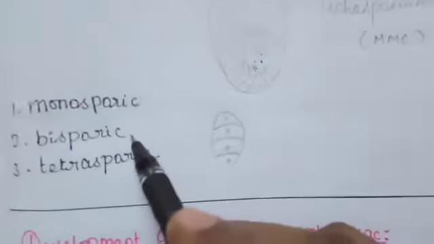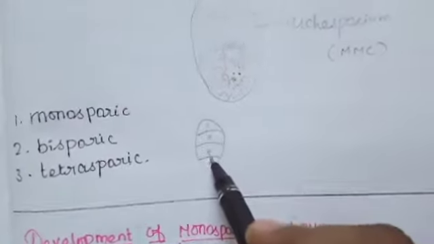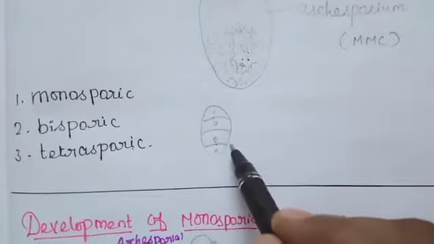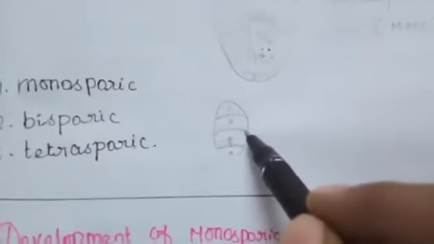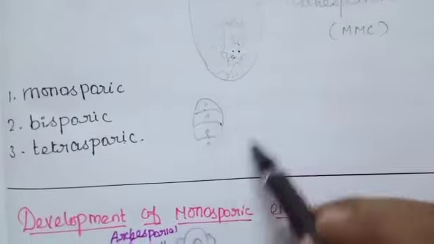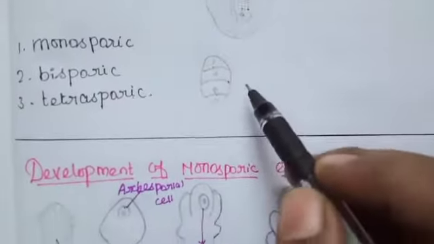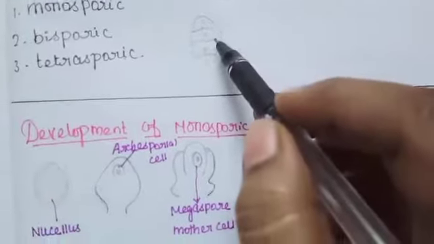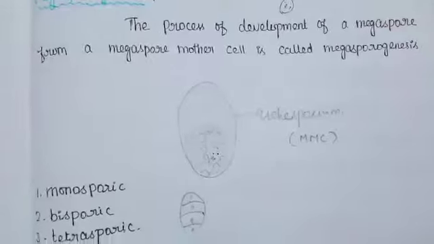Then development from 4 megaspores. Of these 4 megaspores, if any 2 are involved in the formation of the embryo sac, it is called bisporic. If all the 4 megaspores are involved in embryo sac formation, the development is called tetrasporic. This is megasporogenesis.